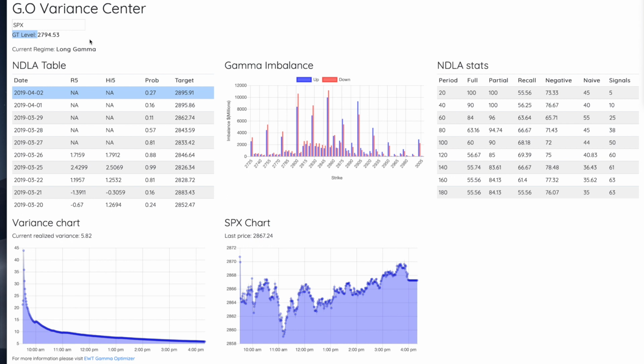The GT level is very interesting because as an option dealer, I have to hedge my exposure. So if my total exposure is in calls, remember I am long the call, so I am long gamma. So above the GT level, option dealers are long gamma, and that's what we have right now. We are in a long gamma regime because the market is trading above the GT level. This is significant because in a long gamma regime, option dealers trade against the market.